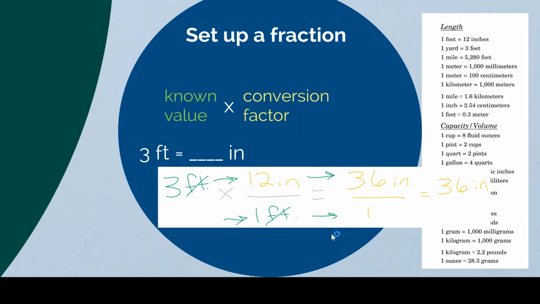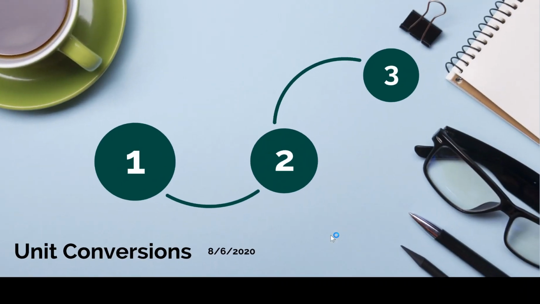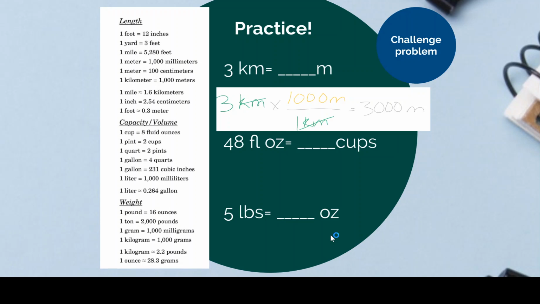This is especially helpful when you have multiple steps. So let's try some examples, and I'm going to try the examples with method 2, but I'll briefly explain method 1 for each. So 3 kilometers equals how many meters? If I have 3 kilometers as my known value, and I multiply it by 1,000 meters, which is where I want to go, over 1 kilometer, then I end up with 3,000 meters.